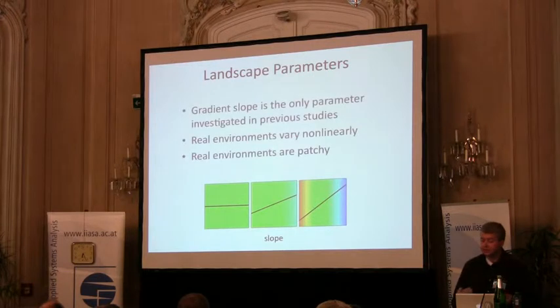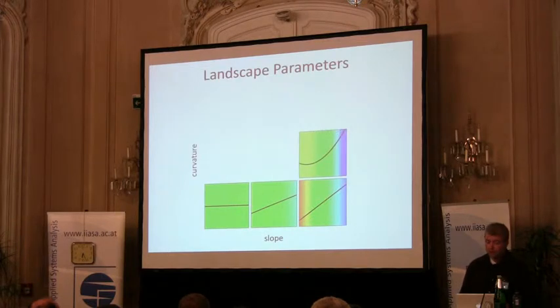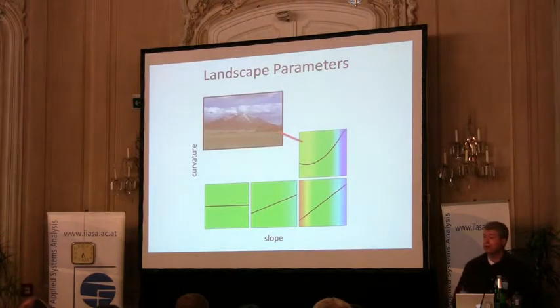This is really the only type of environmental variation that's been explored in previous studies of this kind, but real environments vary non-linearly, and real environments are patchy, as we saw before. So adding in a little bit of curvature has the effect of making the variation non-linear. The environment changes slowly on the left and rapidly on the right.